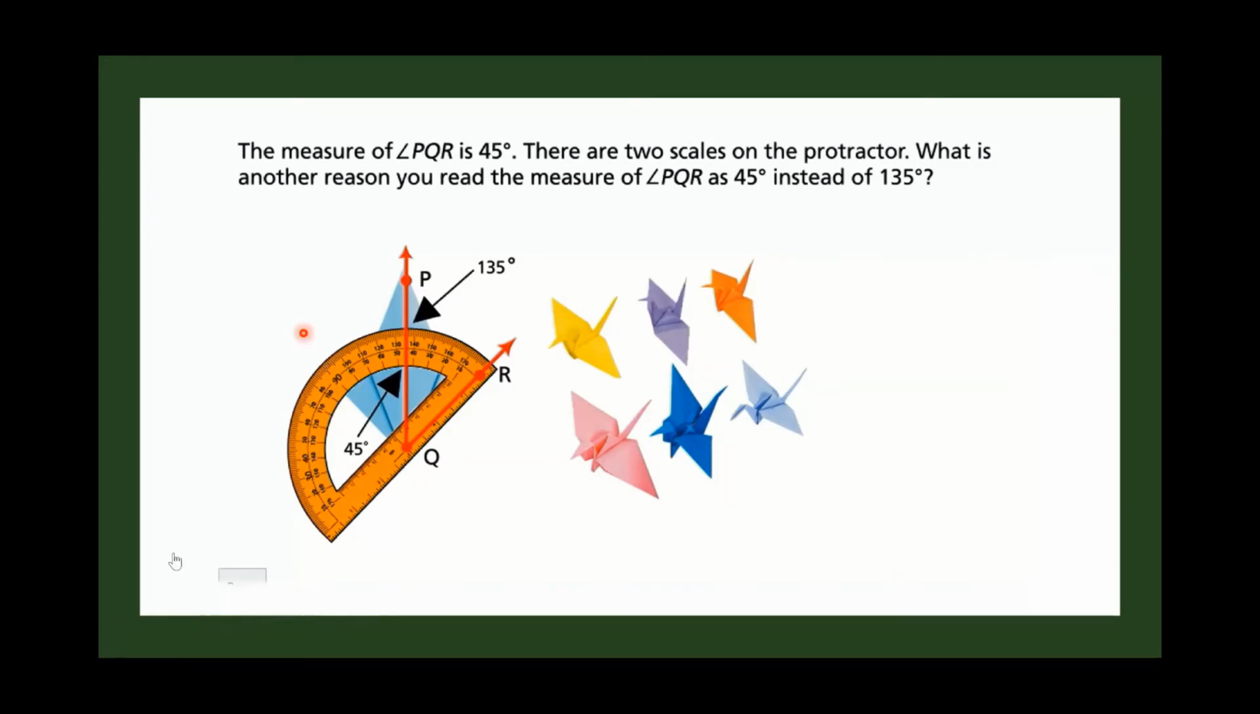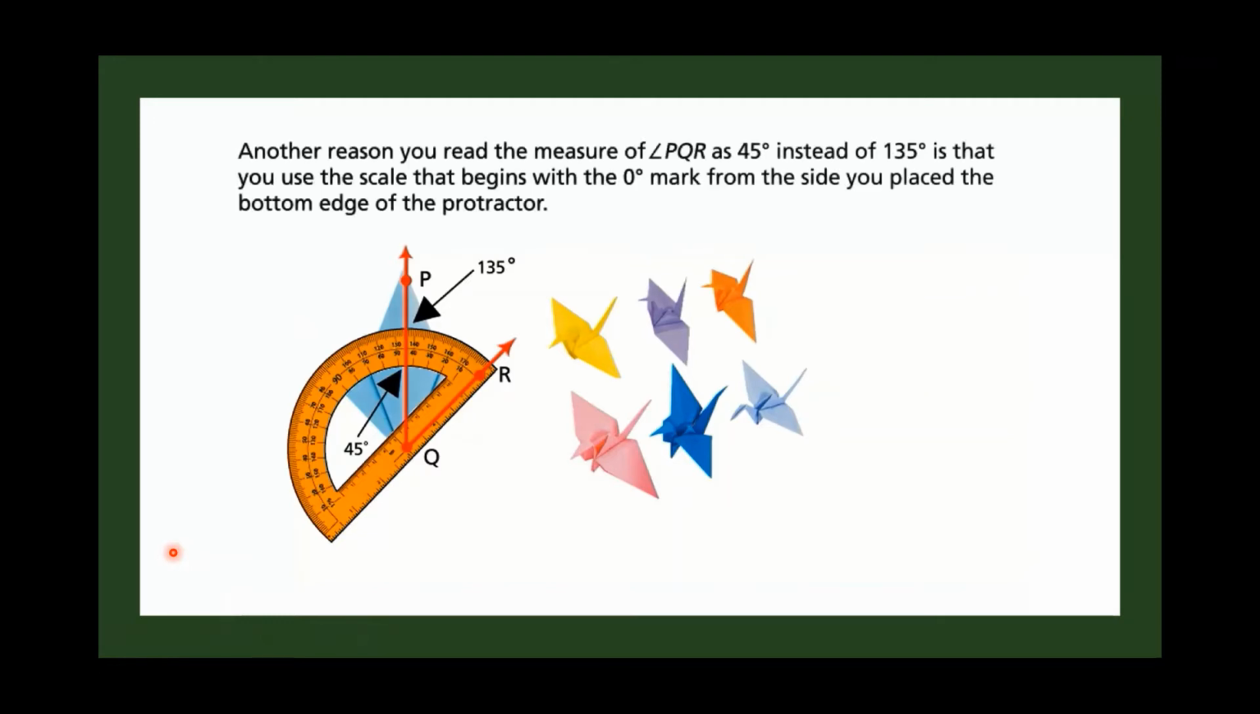There are 2 scales on the protractor. What is another reason you read the measure of angle PQR as 45 degrees instead of 135 degrees? Another reason you read the measure of angle PQR as 45 degrees instead of 135 degrees is that you use the scale that begins with the 0 degrees mark from the side you place the bottom edge of the protractor.